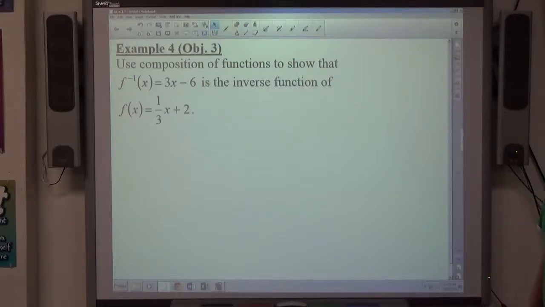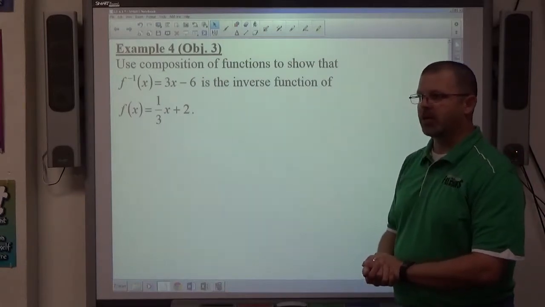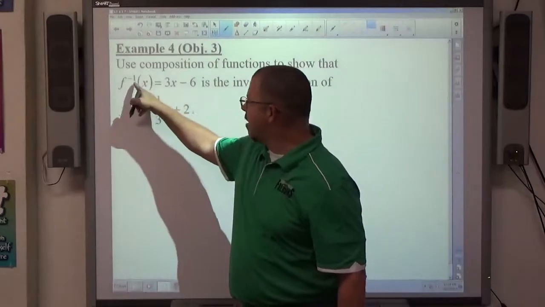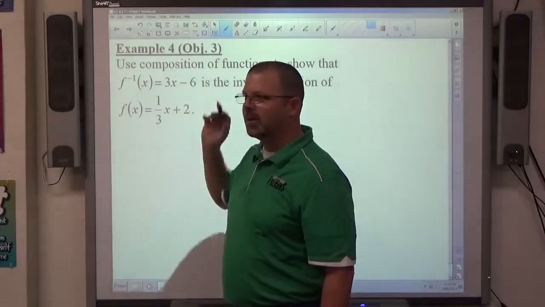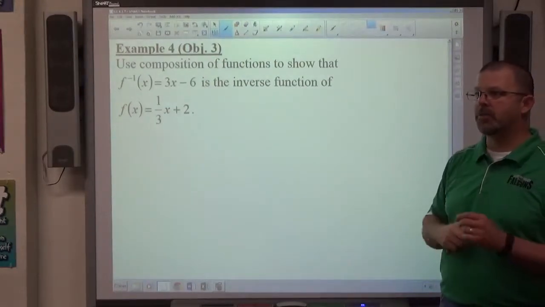Okay, the final example today, use composition of functions to show f inverse of x equals 3x minus 6 is the inverse function of f of x equals 1/3 x plus 2. And these are linear functions. It could be quadratic or cubic or whatever, but they're already establishing they are by naming them what they are, but we're going to assume anytime they ask us to show their inverses, we're going to assume they are inverses.